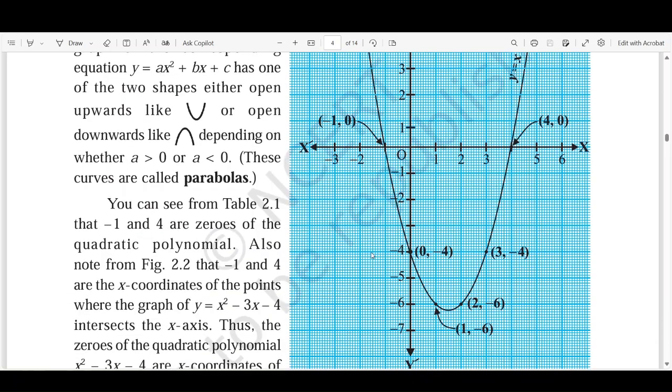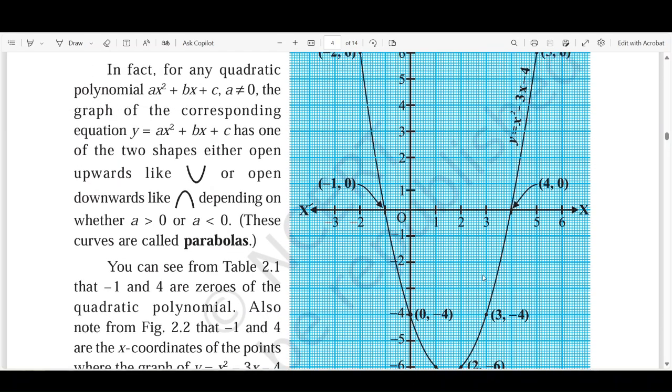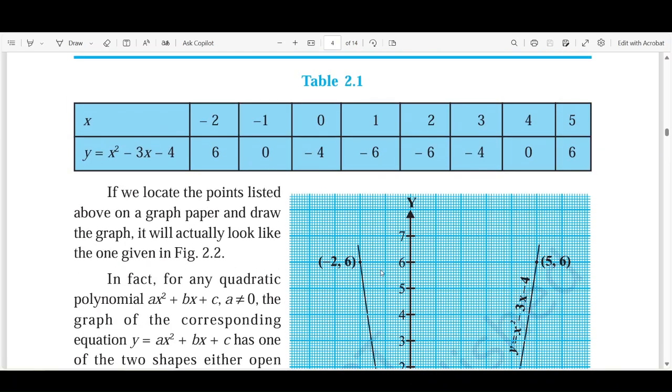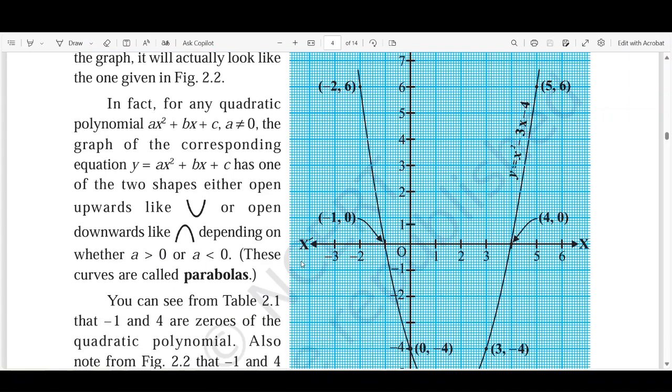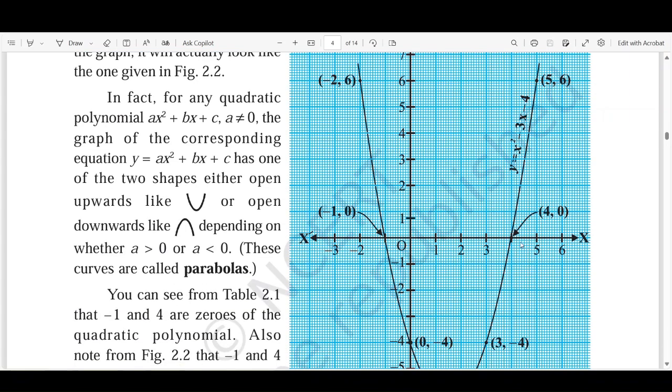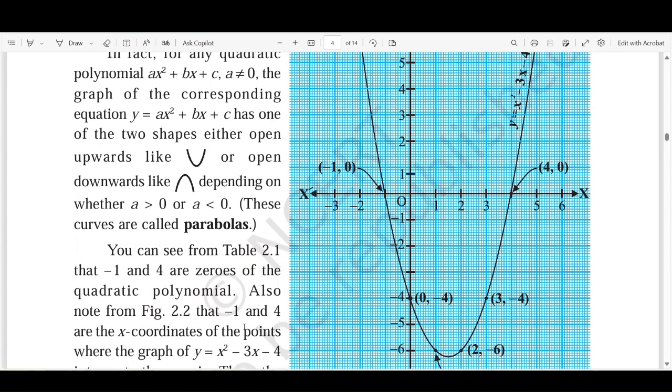So in order to draw the parabola, we need the x and y values. So they have randomly chosen the values for x, and the corresponding y values they have obtained by substituting the x values in the quadratic expression. So by plotting all these points, say minus 2, 6, minus 1, 0, 0, minus 4, etc., they have finally obtained a parabola which is upward open.